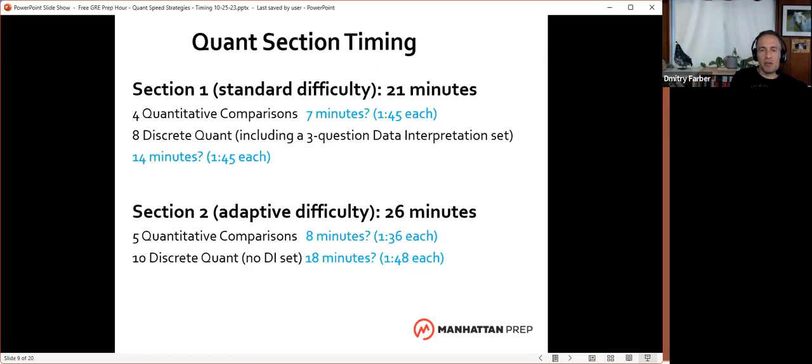On the second section, you can't quite afford to run to 1:45 each. It's just slightly under. And just to give a nice integer benchmark, I just added 2 minutes to quant comp and took 2 minutes off discrete quant. So you could think of it as 5 problems in 8 minutes, which is pretty close to an even time with the rest, and then 10 questions in 18 minutes for the others. And you can break those down into pieces.